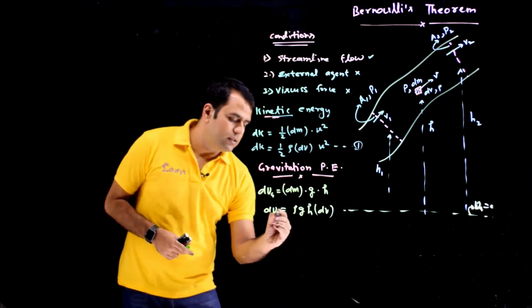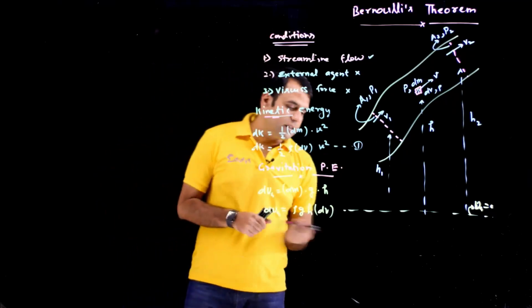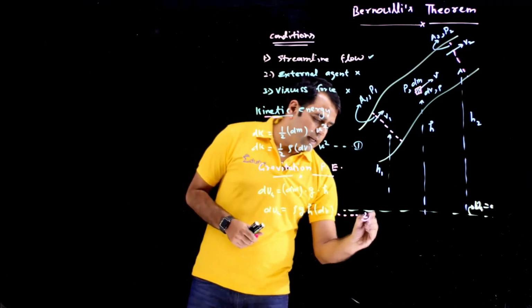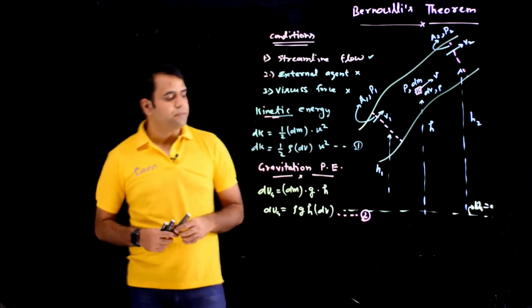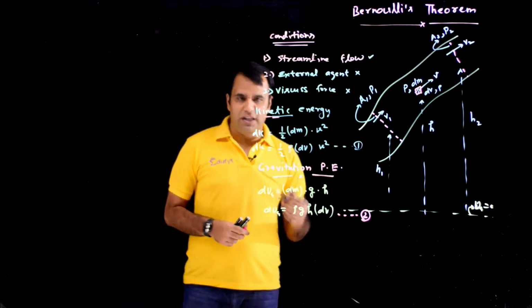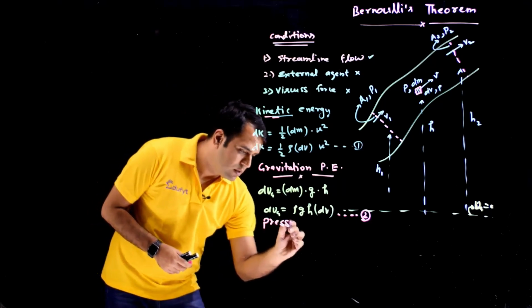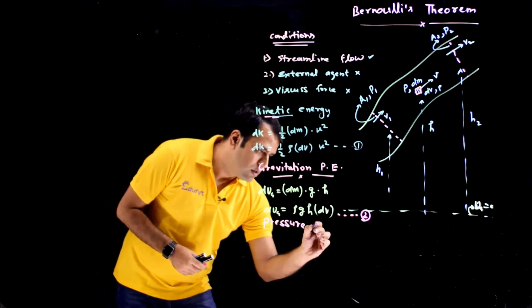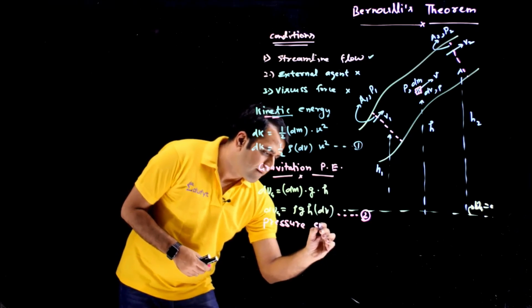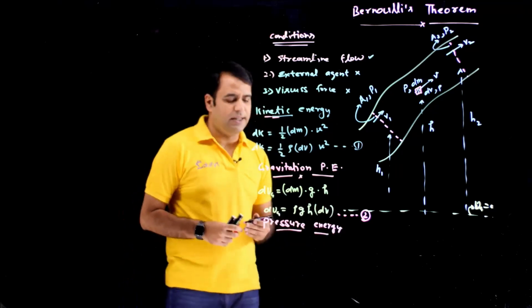This is dUg. So this becomes the gravitational potential energy. So this is our second equation. Now let's go for the third equation, which is the pressure energy. We want to calculate the pressure energy. I should call it pressure potential energy. Let's call it pressure energy.